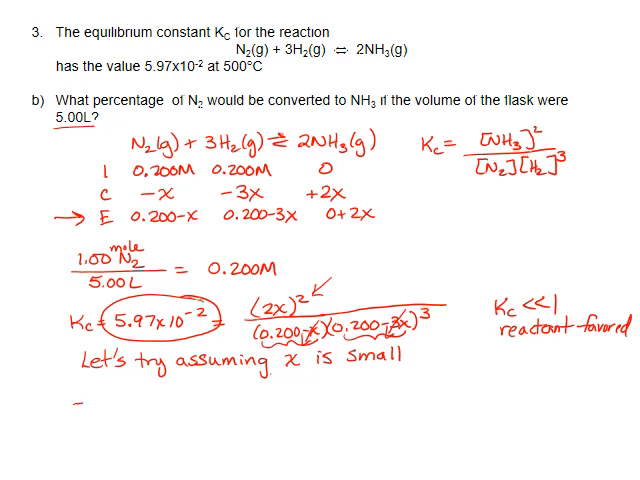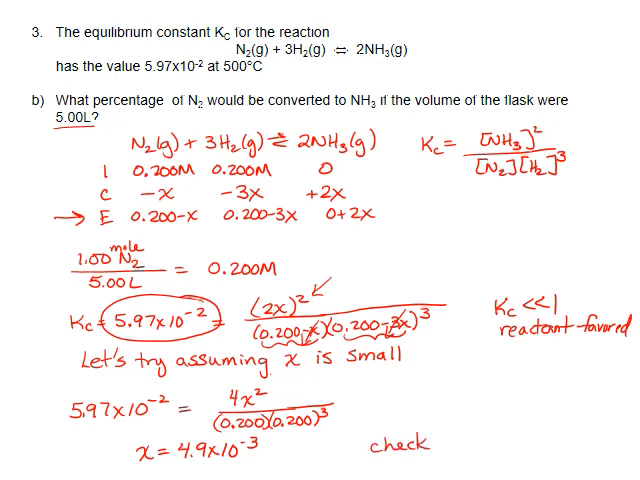So if we do that, we have 5.97 times 10 to the minus 2 is 4x squared over 0.2 times 0.2 to the third power. Again, that's going to make things a lot easier. Rearranging and solving this for x, we have x is equal to 4.9 times 10 to the minus 3. So is x small? We need to check our assumptions.